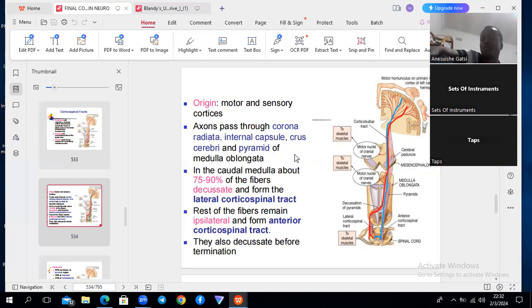So this is the direction of passage of the corticospinal. They pass through corona radiata, but really they will go to the internal capsule. Then they go to the crus cerebri. Crus cerebri is part of the midbrain. Then they go to the pons. It's left out there.